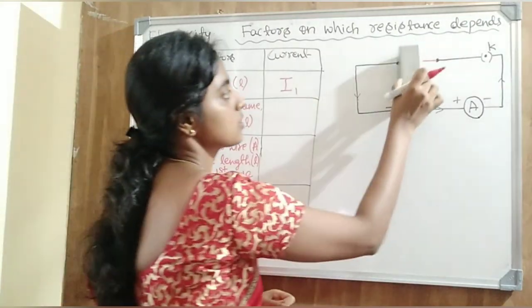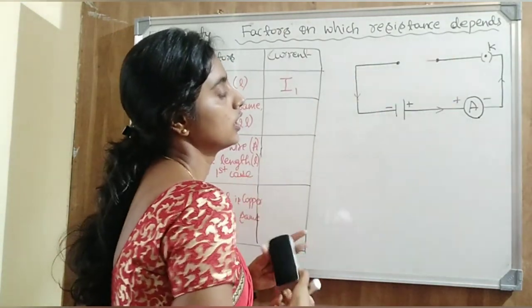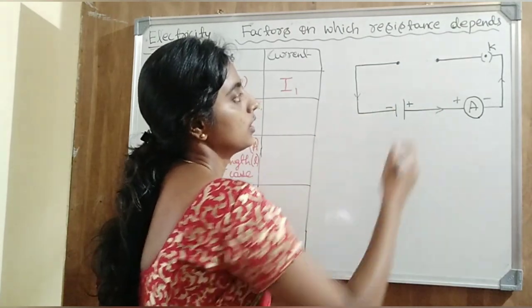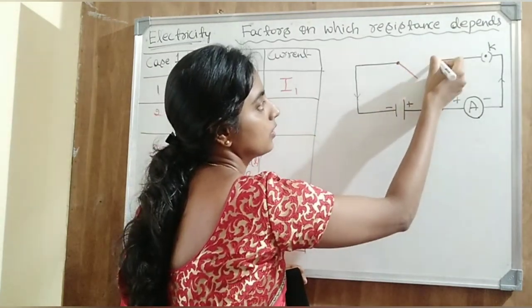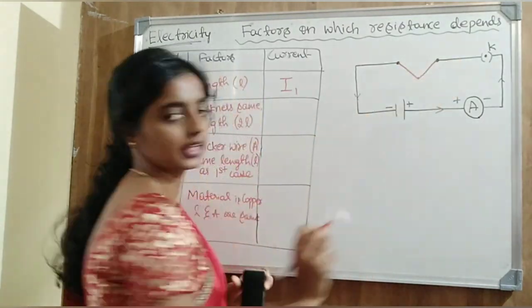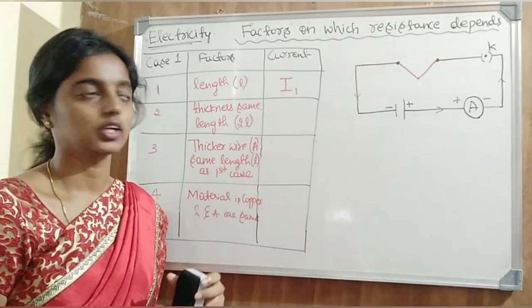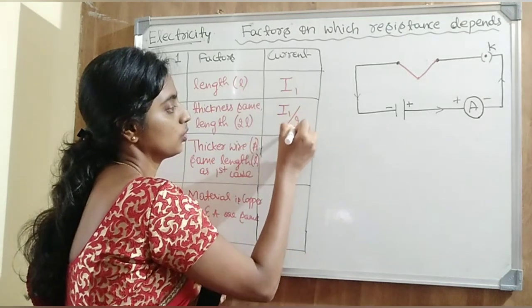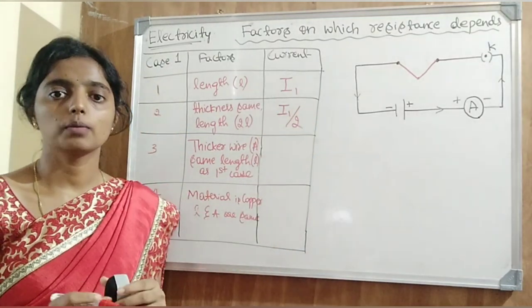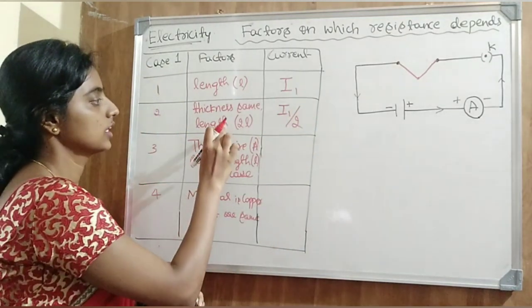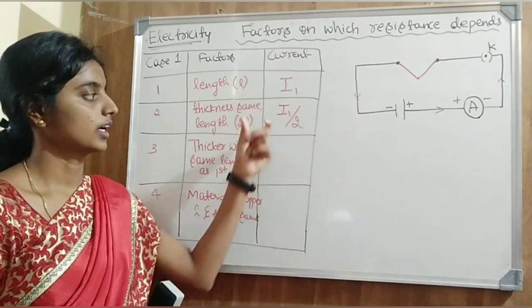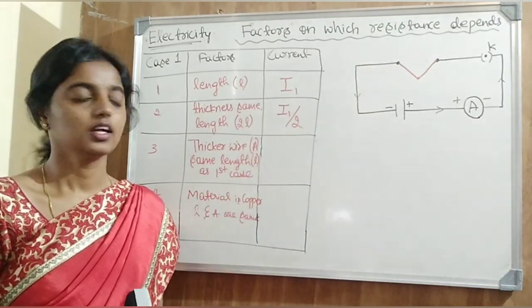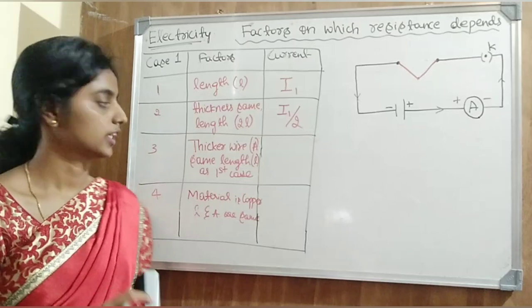Now what happens if the nichrome wire is increased in length? It will be like this. Now we note down the reading. We will get I1 by 2. Now what you observed is, as length increased, current is halved. Okay. Now we'll go for the third case.